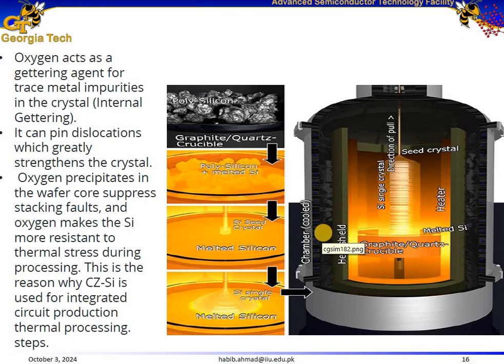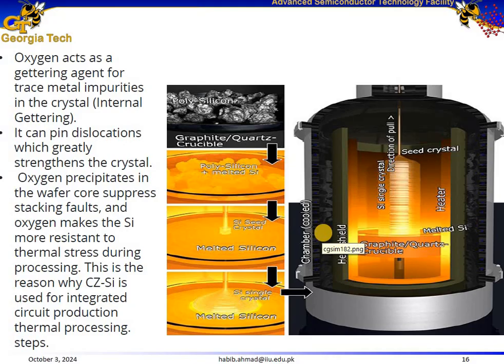This slide provides insight into the role of oxygen in Czochralski's silicon growth process, and it also shows its benefits. Oxygen in the Czochralski's growth method acts as a gettering agent, trapping trace metal impurities within the crystal, a process which is also known as internal gettering. And this enhances the crystal purity.